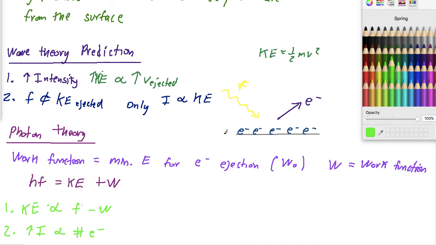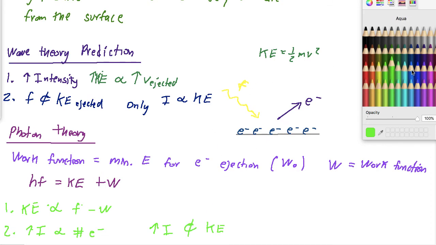However, if this minimum is not met, it doesn't matter how much intensity you increase, no electrons are going to go out. So the higher the intensity is not proportional to the kinetic energy. So if we add more light, not energy, but light, and we increase intensity, that doesn't mean that there's going to be more electrons flying out of our surface. That's what the photon theory says.